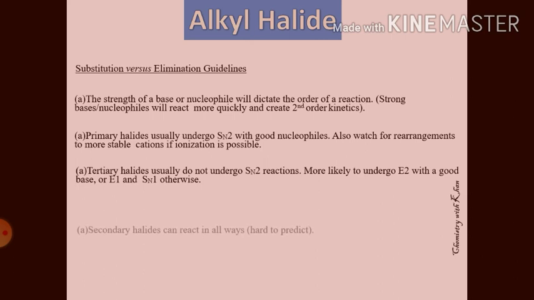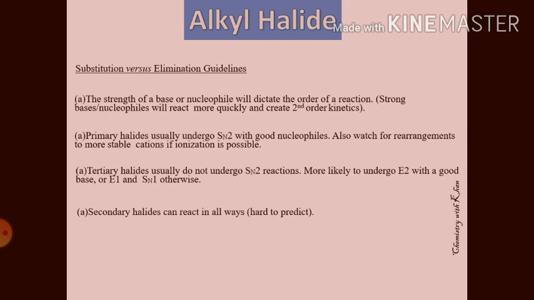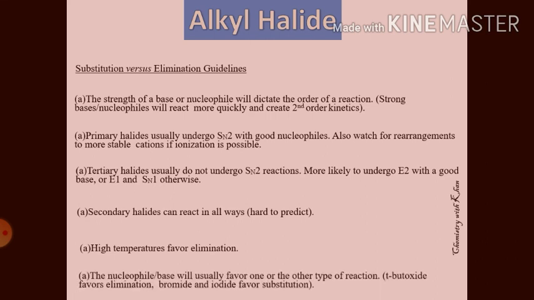Secondary halides can react in all ways. It may go to E2 or maybe go to SN2. It may go to E1 or maybe go to SN1. The fifth one is that high temperature favors elimination. If we increase the temperature of the reaction, it will be an elimination reaction. The nucleophile or base will usually favor one of the other types of reaction. Tertiary butoxide favors elimination, while bromide and iodide favor substitution. Tertiary butoxide is very hard to substitute with, so it favors elimination because there is a lot of steric hindrance.